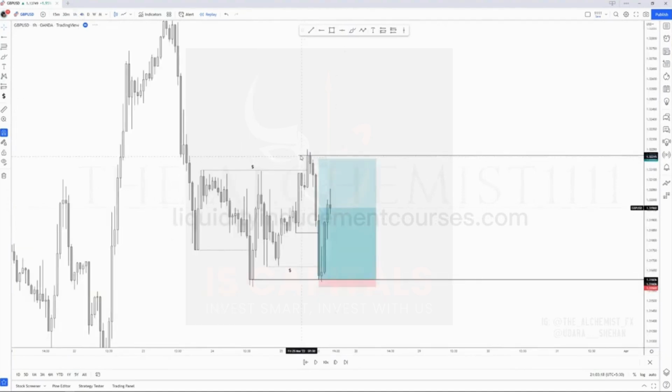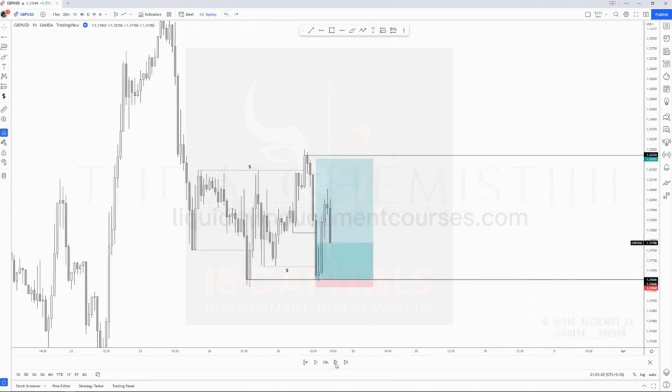But I did not take the sell. I only took the buy in here. And I closed it out at 50 pips, just 50 pips, because I did not hold it directly up to here. So what happens? Look at the reaction.